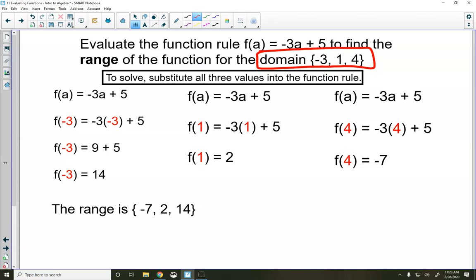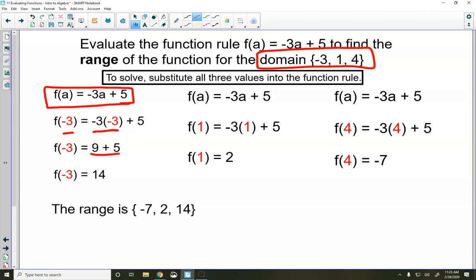Okay? So, to solve, substitute all three values into the function rule. Again, the function rule is the function of a is equal to negative 3a plus 5. The first domain number was negative 3. So we write negative 3 in for a. Again, only the calculation is taking place on the right side of this, in this particular problem. So negative 3 times negative 3 is 9. 9 plus 5 is 14. So the function of negative 3 is equal to 14.